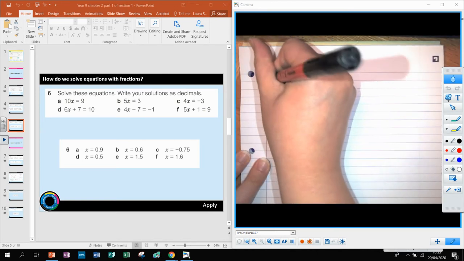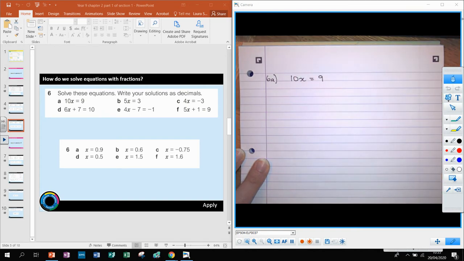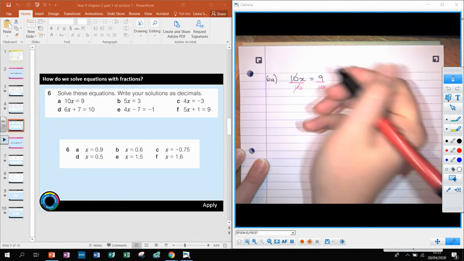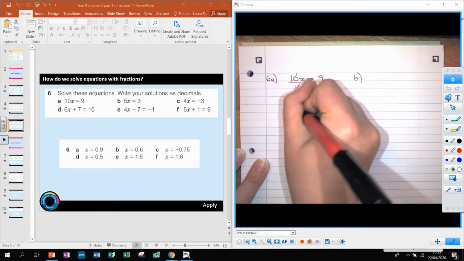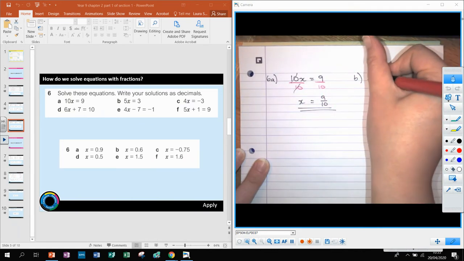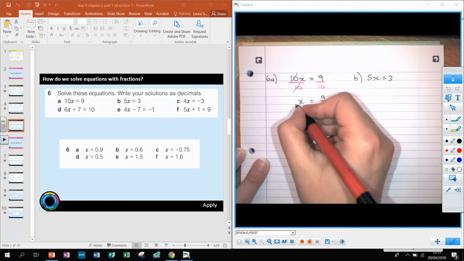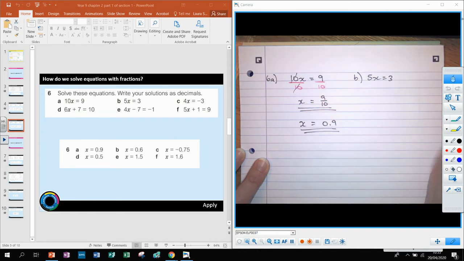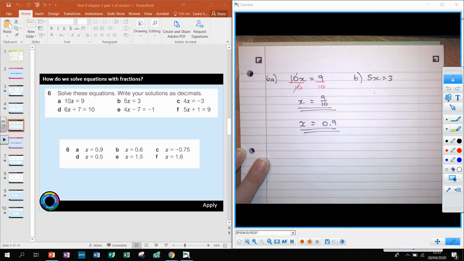Now, if we look at 6a, we have 10x is equal to 9. Okay, so here we are dividing both sides by 10. Those cancel out, and we get x equals 9/10. Okay, for part B, we have 5x equals 3. Okay, now we need to read carefully. This one said to write your solutions as a decimal, so let's just add here, sorry, apologies, that is 0.9. Okay, 9/10 is 0.9.